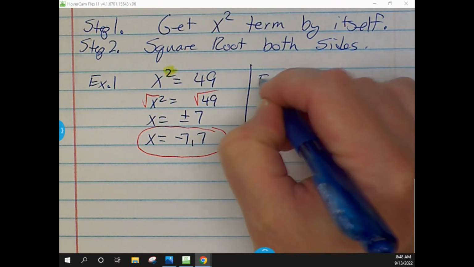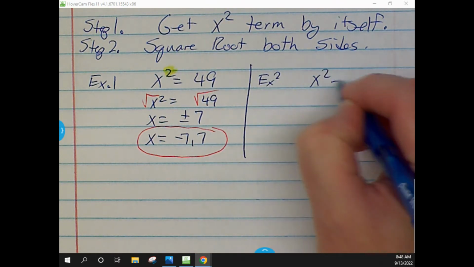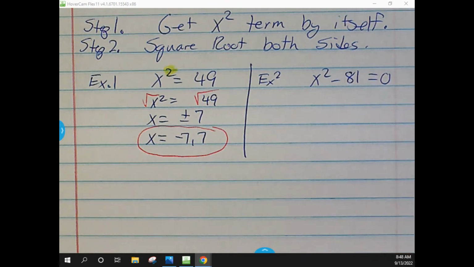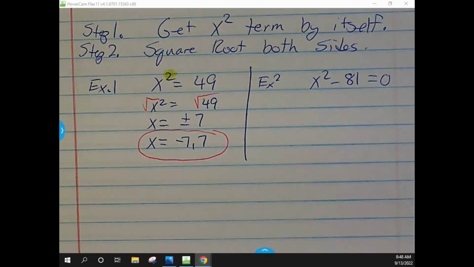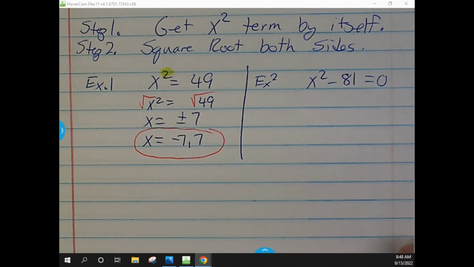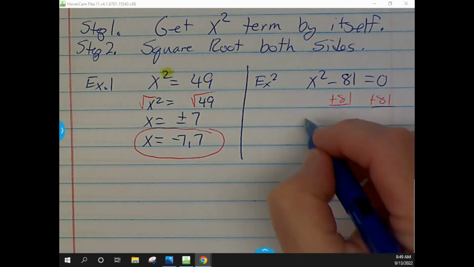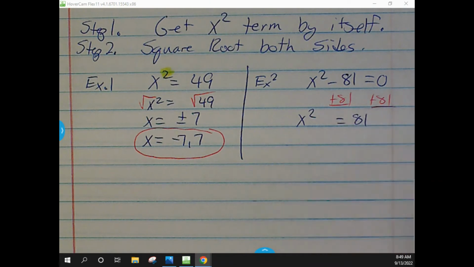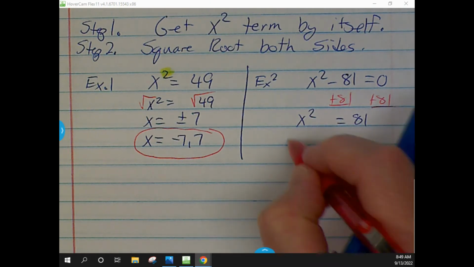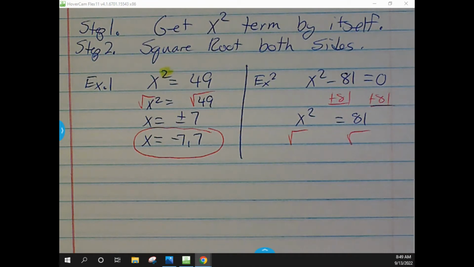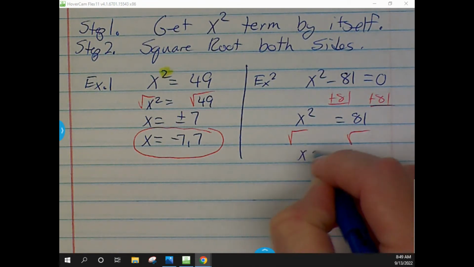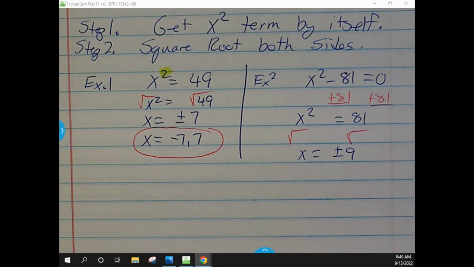All right, so for example 2, almost the same thing, where you've got something like x squared minus 81 equals 0. Again, all you've got to do is get the x squared by itself. So we'll just add the 81 to both sides. All right. And then we square root it. Okay, and then the square root of 81 is 9.